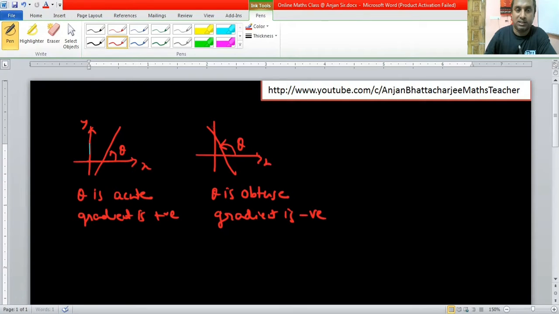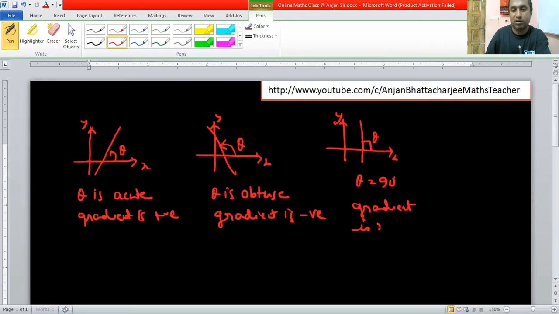I mean this is x-axis, this is y-axis, and it creates 90 degree angle. Theta is 90 degree. So gradient is not defined. Gradient is also not defined, because tan 90 degree is undefined.